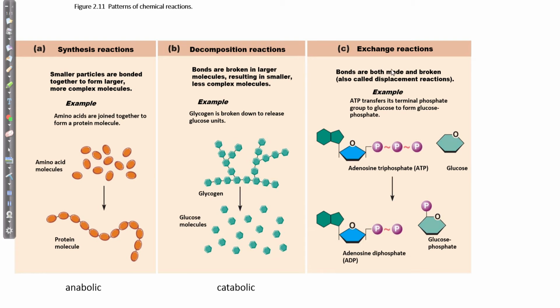One final set of reactions here, we'll look at our exchange reactions. Here's where you have bonds that are both made and broken. So over here we made bonds. Here we broke bonds. Here we're going to make and break bonds. Notice in this case we broke off a phosphate here, but we put a phosphate onto there. So these reactions can be thought of as both anabolic and catabolic. So these are terms, again, that we use to describe whether we're building or we're breaking.